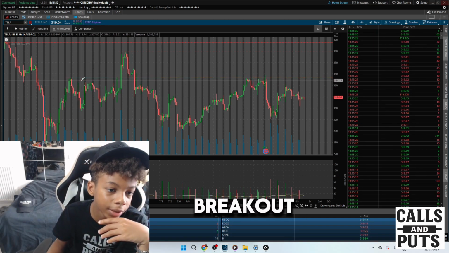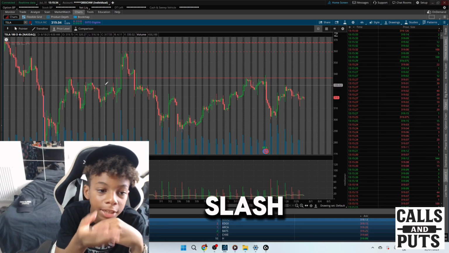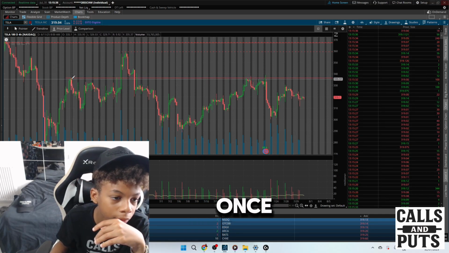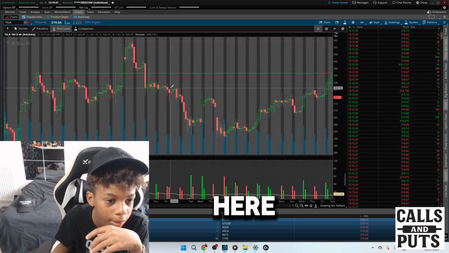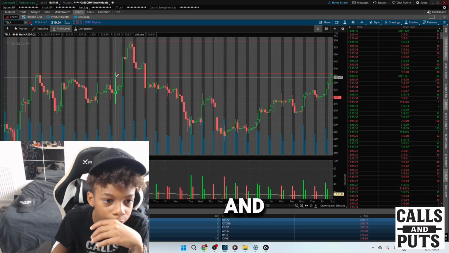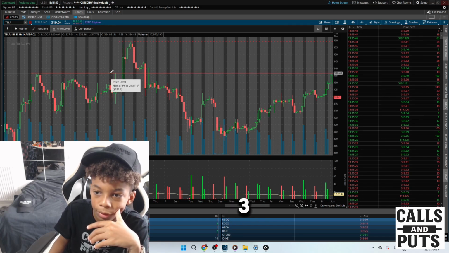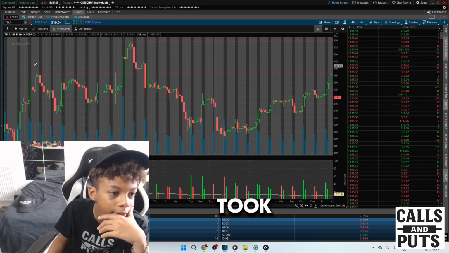So this is a range breakout. Actually, this could be a range breakout / key level breakout. So it bounced the level once. You can say this is twice. Let's zoom in here. Once, you can say this twice, and 3 times here. Then it suddenly broke out. So 340. I took it around 340.